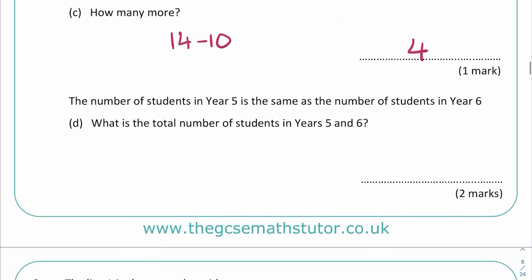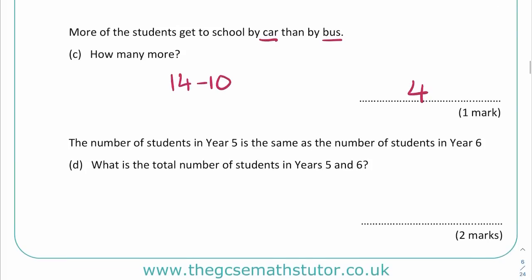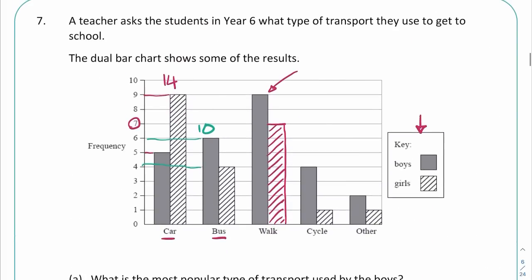The number of students in year 5 is the same as the number of students in year 6. Work out the total number of students in years 5 and 6, or what is the total number in 5 and 6? Well, this whole bar chart is about the students in year 6. So if we know the total in year 6, we'll also know the total in year 5, as it said that they're the same.